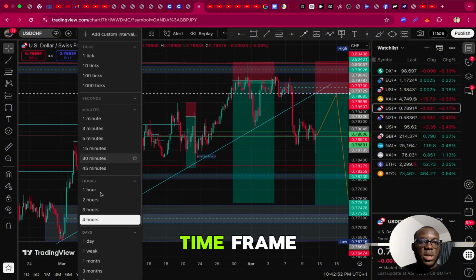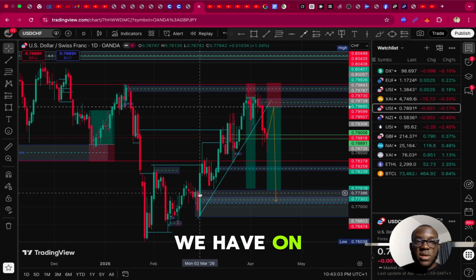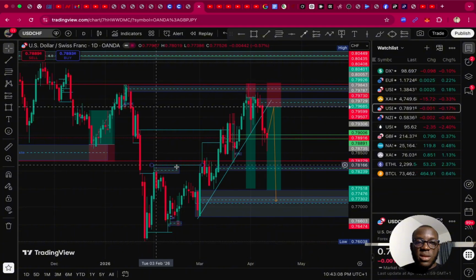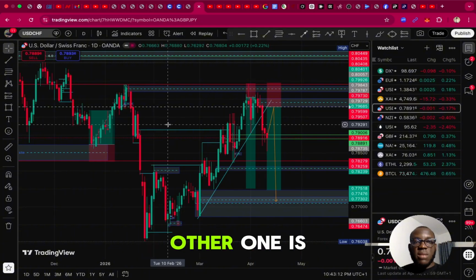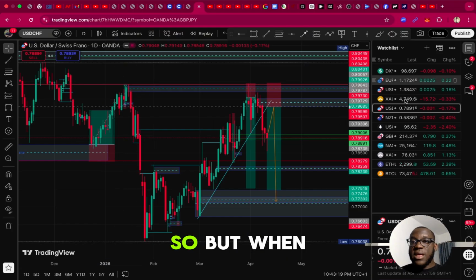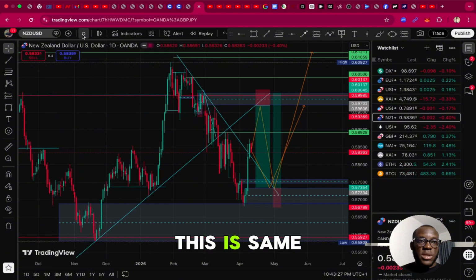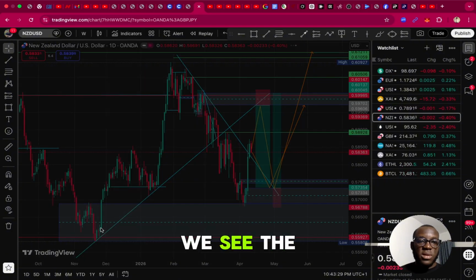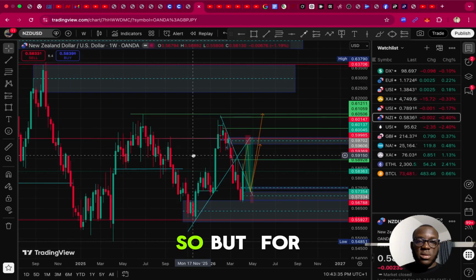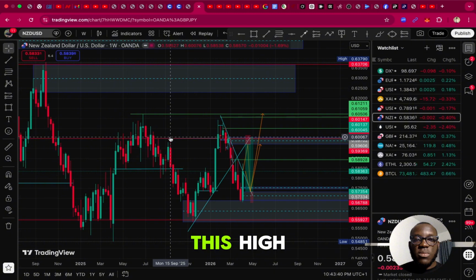Let me check on the daily time frame. Yeah, so what we have here, the same format we have on the daily time frame here. The market bounced after breaking structure, but the good thing about the other one is that the market actually broke above a higher high. But when you come down to New Zealand dollar USD, going to the weekly time frame, we see the same format. Yeah, the same format. But for this particular one, the market actually has broken above this high.